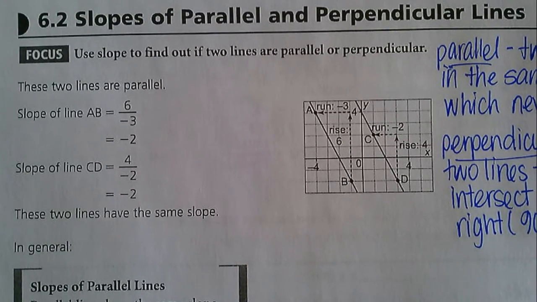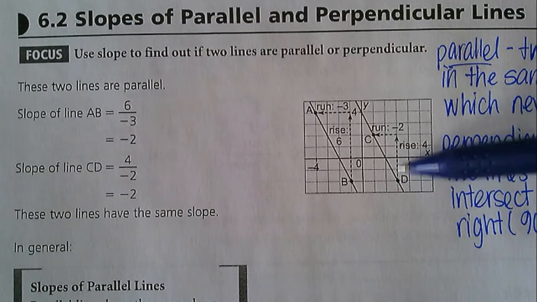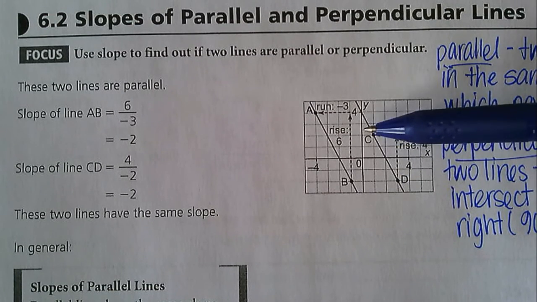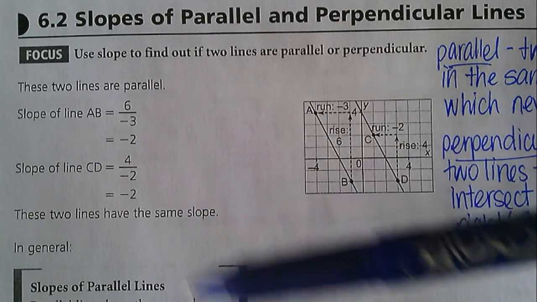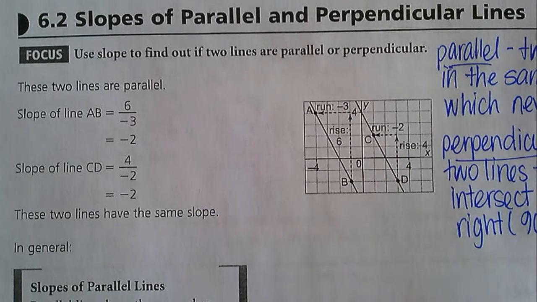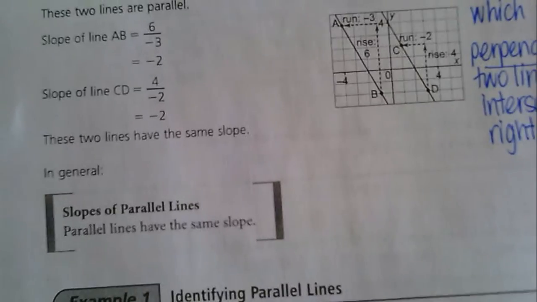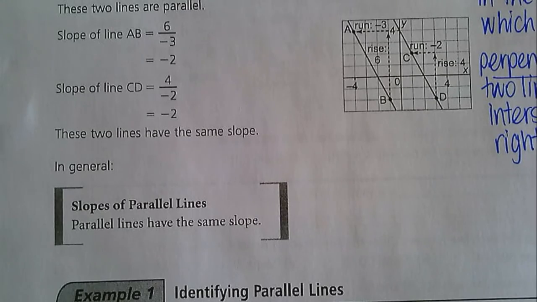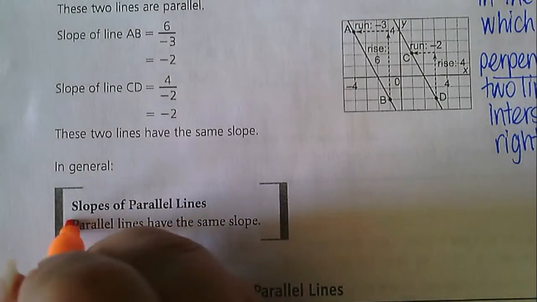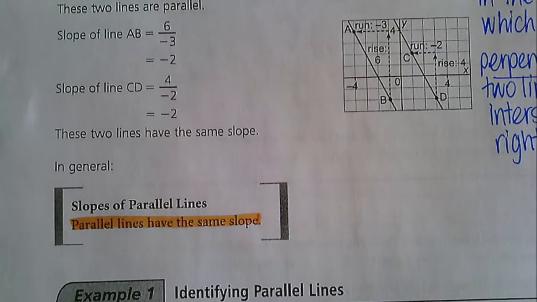If we were to do the slope of the line CD, again, our rise would be 4, our run would be -2. We end up with 4 over -2, which again gives us that same final answer of -2. So these two lines have the same slope. That means these two lines are parallel. So this rule that we can get from here is that parallel lines will have the same slope. Parallel lines have the same slope.